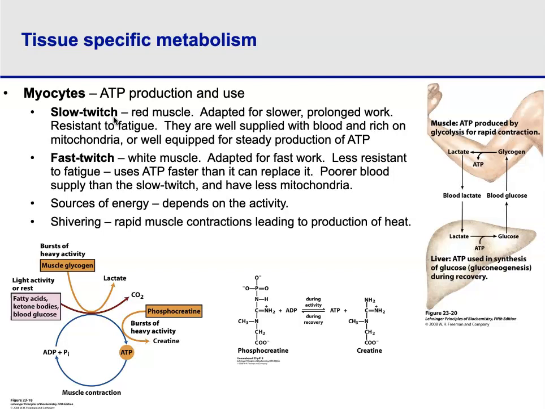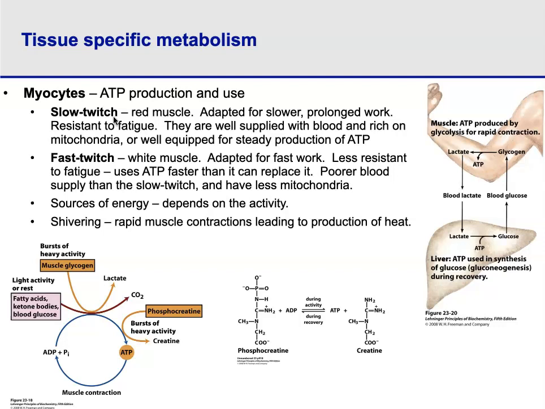They require a higher and more constant and reliable supply of blood. That's why they have a rich capillary system. The red muscle tissue has a rich capillary system, and that also allows them ready access to ATP and steady production of ATP.